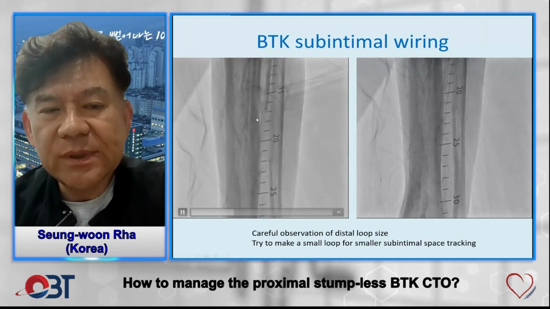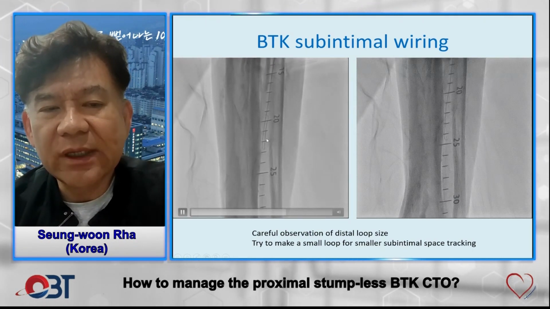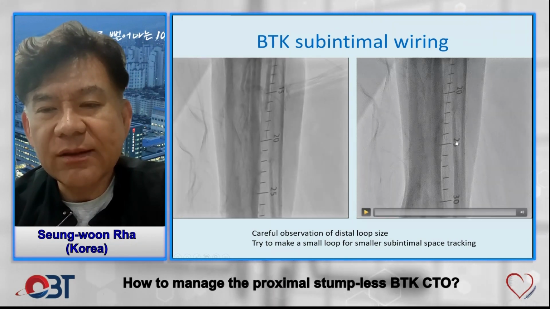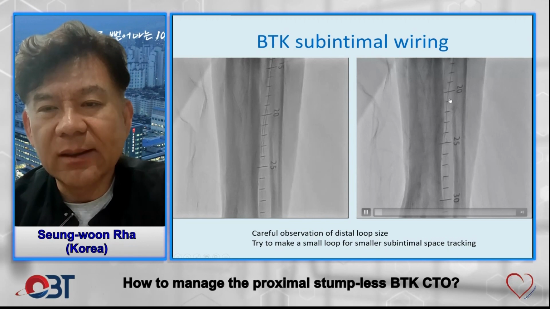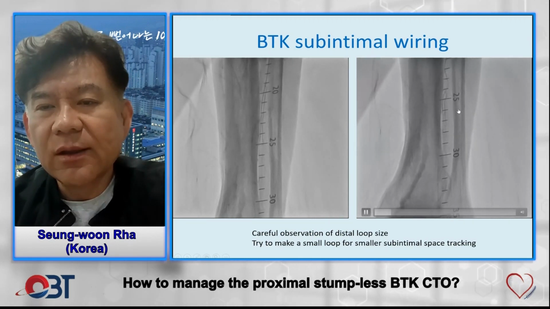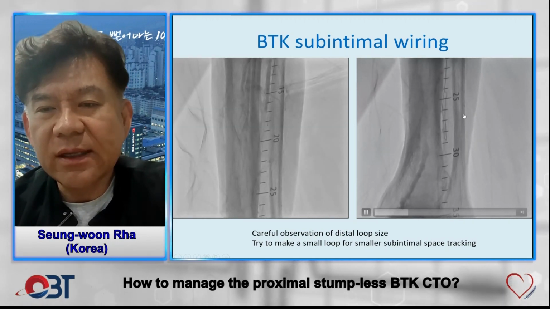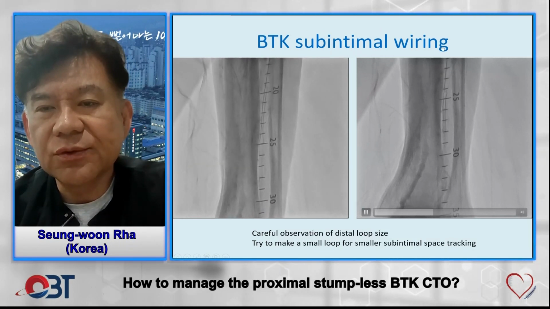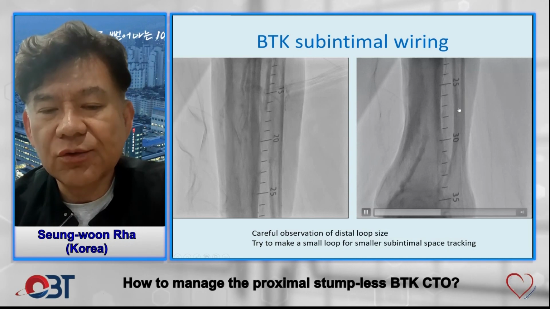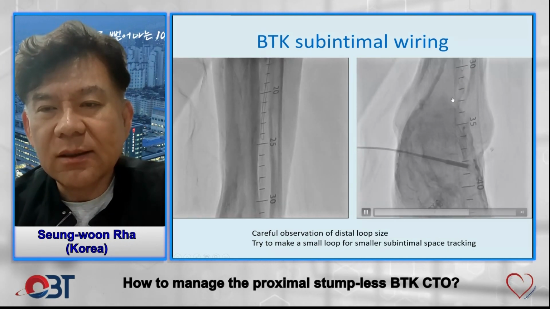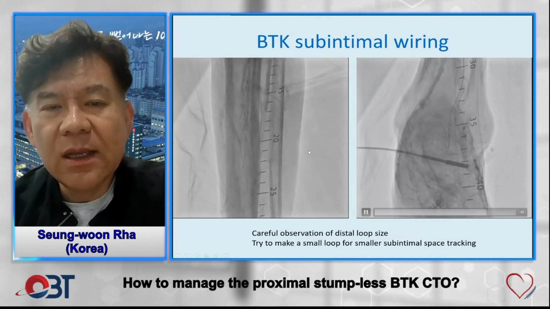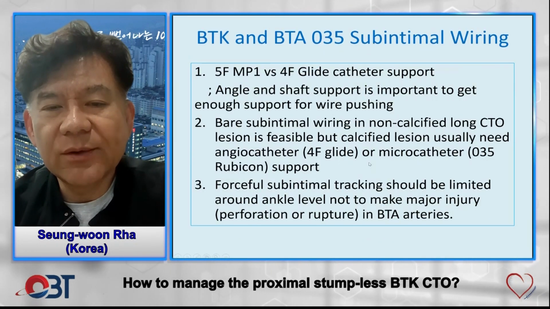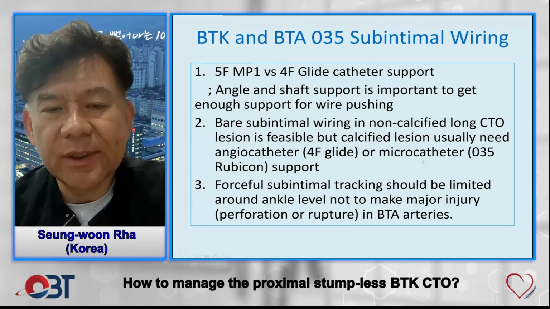And always should observe whether the loop can be enlarged or not. If the loop size is increasing, then you should do something. Otherwise, they can rupture. So if the loop size is increasing, pull back and push. Then if loop size increases, it's better to change the supporting catheter into Rubicon 3.5. Otherwise, it cannot be supported. So that is good to some calcified area. It's better to change it to more slippery supporting catheter.